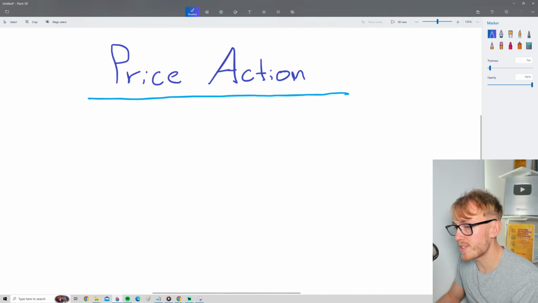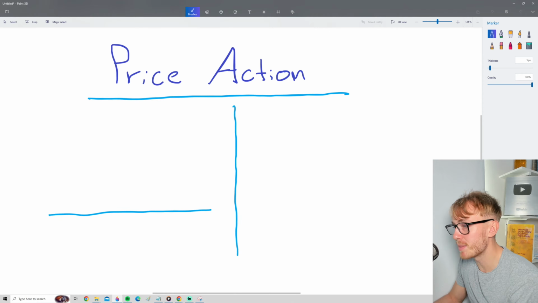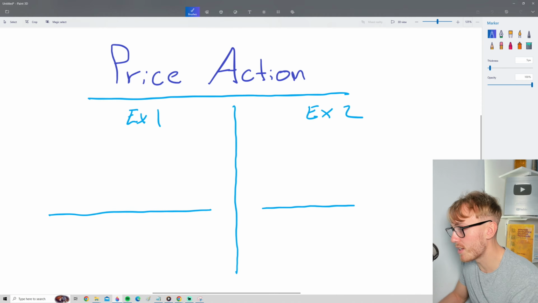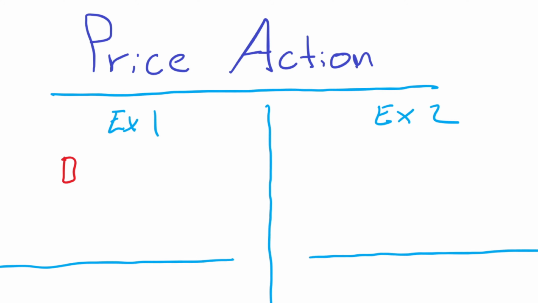So to understand price action, I want you all to take a look at these two examples. Let's say that we have a support level right here. We split the screen in the middle. So this right here is example 1, and this right here is example 2. In both these cases, we have a support level here at the same level. In both examples, we start off here with a strong movement towards the downside and towards the support.